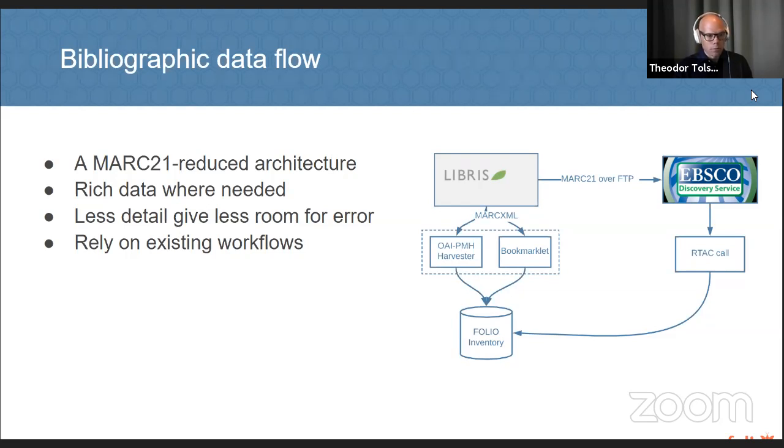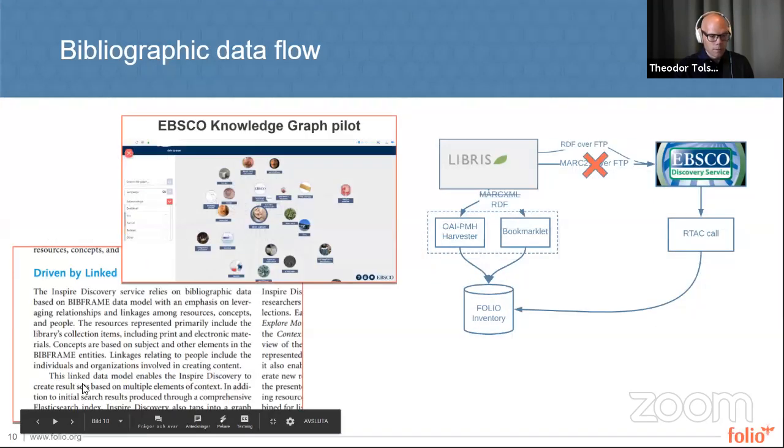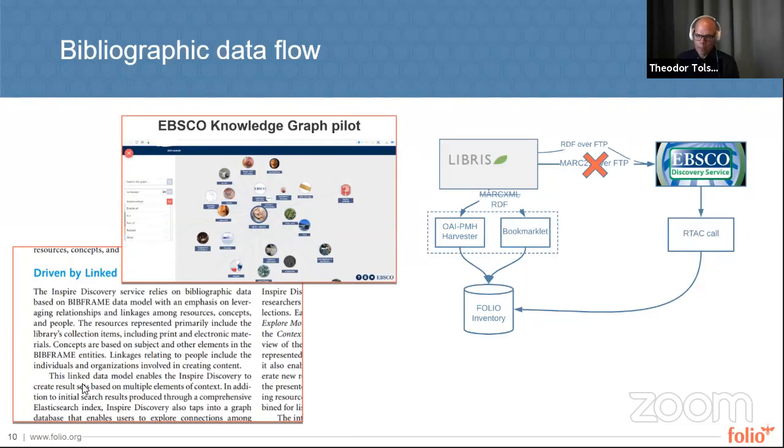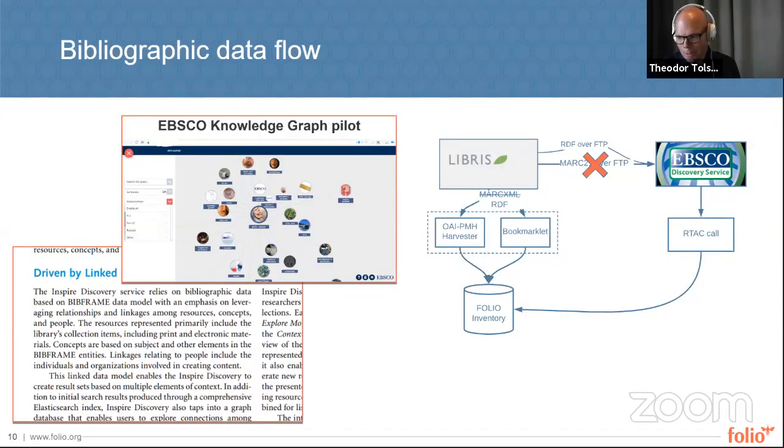So I don't know. Let me try to go to the next slide here. Keeping this architecture is also good because I think there are a few initiatives now where the discovery services are going towards linked data. They're trying to involve linked data in one way or another. And I think having that connection to Libris directly keeps those options open for innovation there.